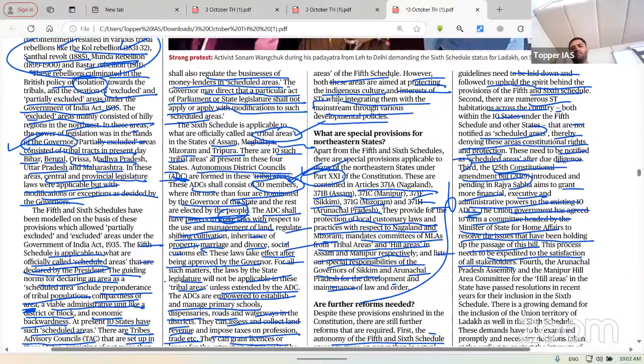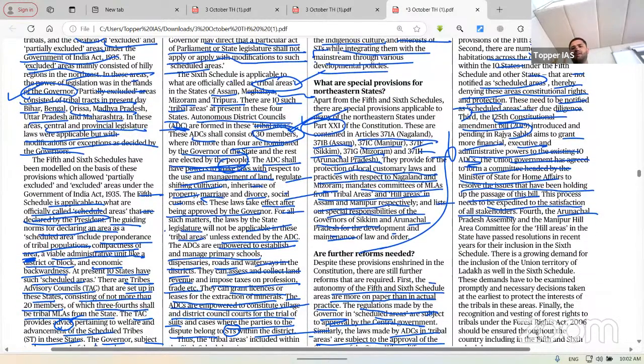Next, the fourth one. The Arunachal Pradesh Assembly and the Manipur Hill Area Committee for hill areas in the state have passed resolutions in recent years for inclusion in the Sixth Schedule. So these states are also demanding the Sixth Schedule. The Sixth Schedule currently applies to 4 states: Assam, Meghalaya, Tripura and Mizoram. Now Arunachal Pradesh and the hill areas of Manipur are also demanding the Sixth Schedule, so that should be granted.